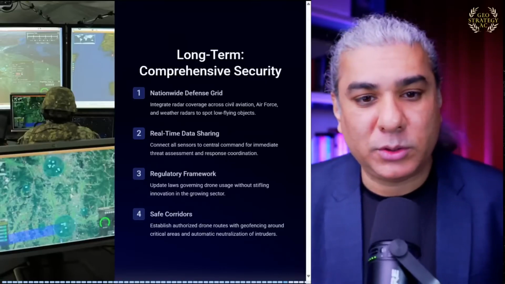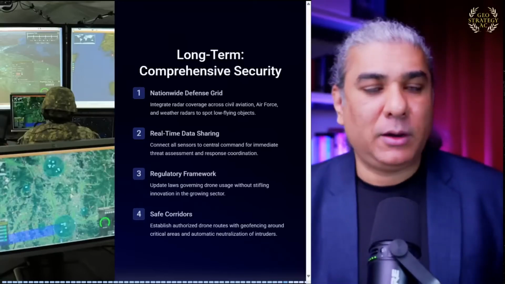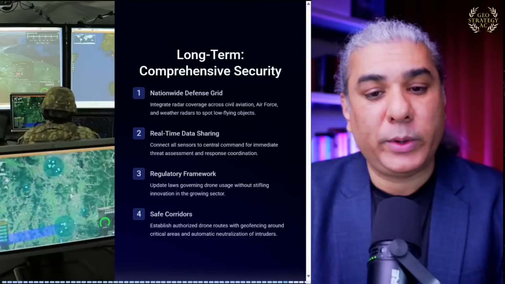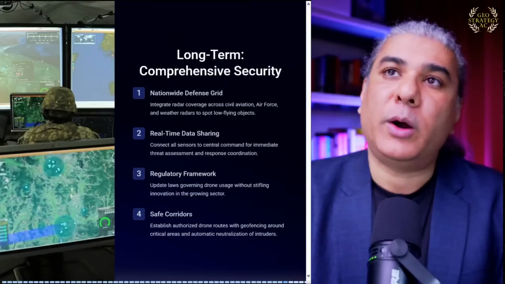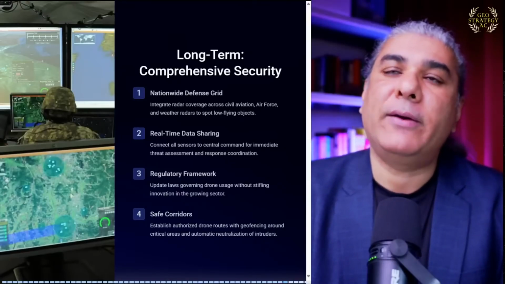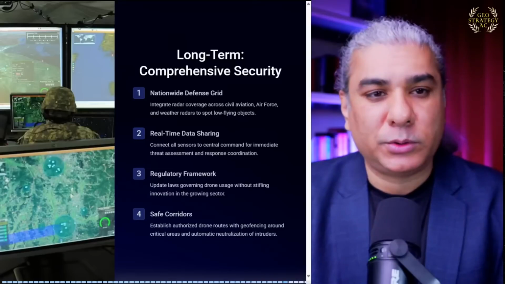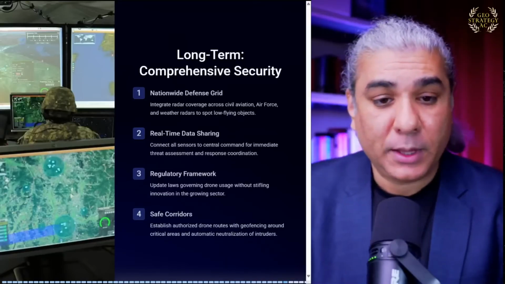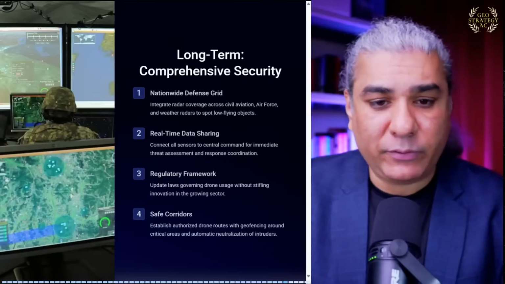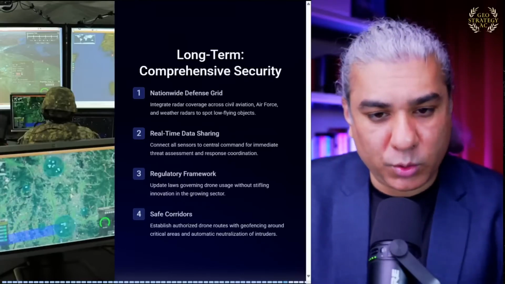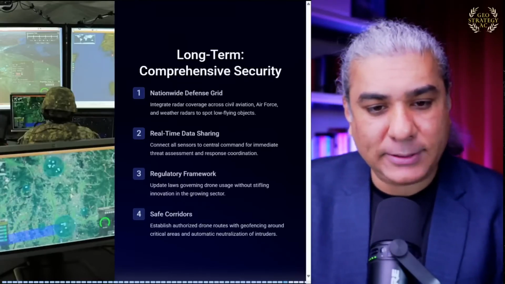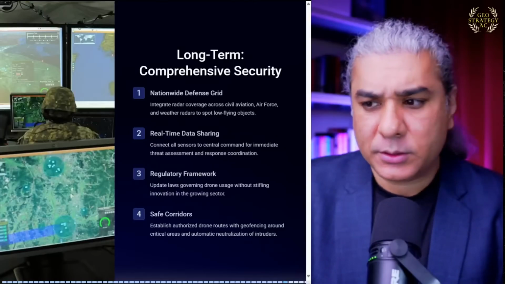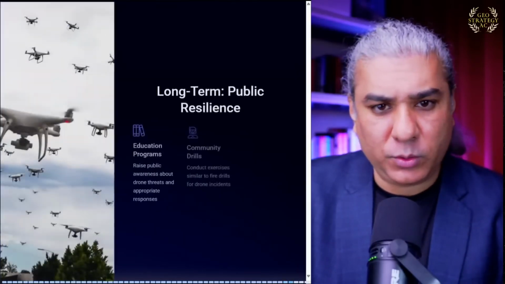Maybe just ban the drones, but otherwise update the laws governing drone usage without stifling innovation in the growing sector. So you know what, you can have that, but there's no need to sell drones to civilians. You can have innovation in the sector, in the military sector. And then we can possibly have safe corridors, establish authorized drone routes with geofencing around critical areas, with automatic neutralization of intruders. So that's another thing we could do.